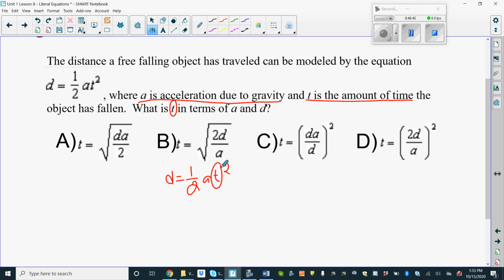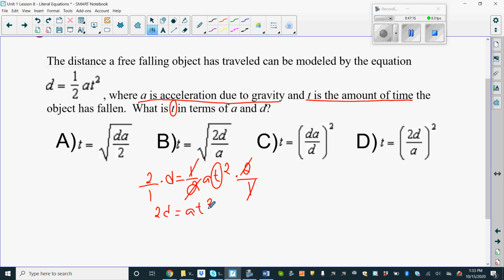First thing we want to do is get rid of this fraction. And we know that when we have a fraction attached to a term, you multiply by its reciprocal to get rid of it. So I'm going to multiply the whole term by 2 over 1, and multiply this side by 2 over 1 to cancel out that fraction. So 2 times d is just 2d equals at squared.